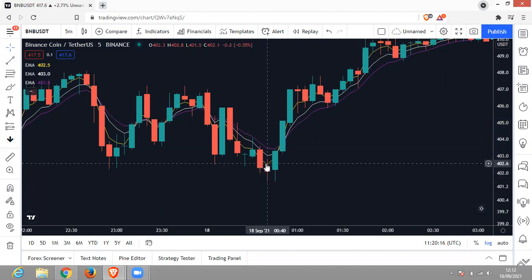Now, what happened? At this particular point, did it cross? Yes, it did cross. Then we had an uptrend. So if you look at this, it's been up. Look at it. It crossed at this particular point.